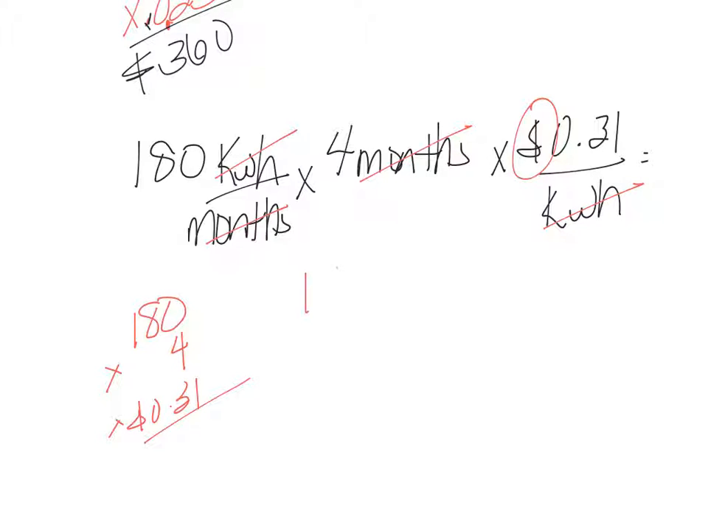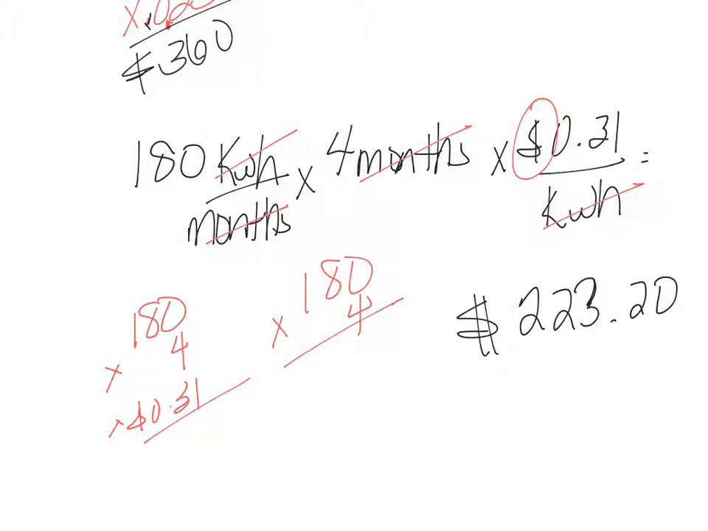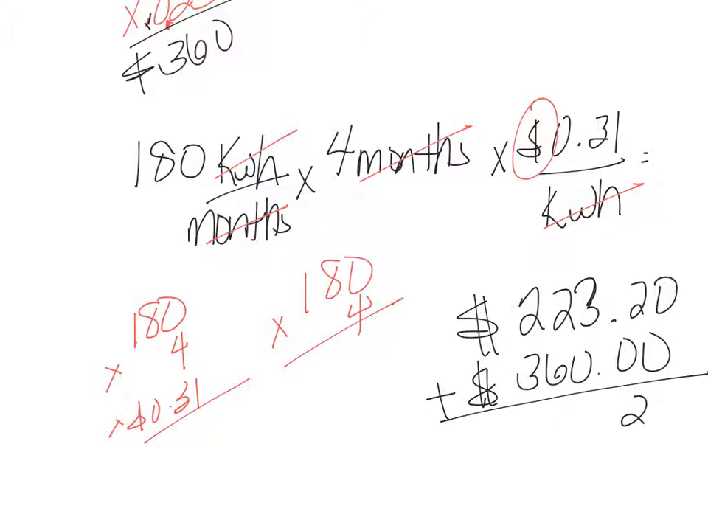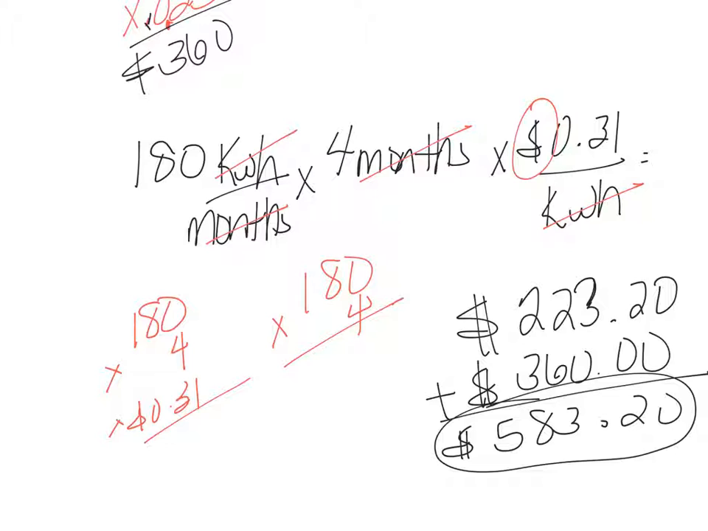Most of the time I like to do them separately. So I would do 180 times 4, and then I'd take that answer and multiply it by 31 cents. And so when we do the math all by hand, the answer that we come out with is 223.20. We're not done. We've got to add it to the first answer. So the first answer was $360. And so when we add that all together, our total savings per year is $583.20.